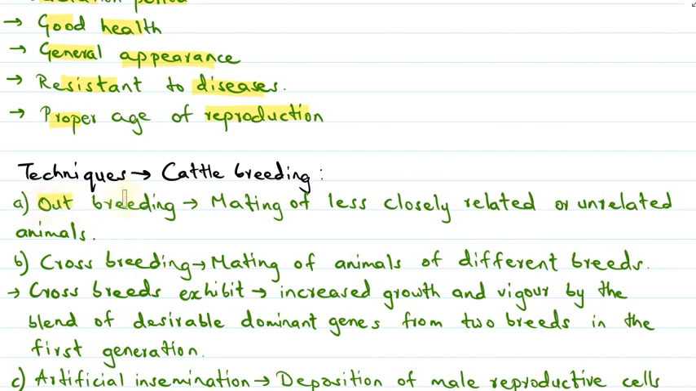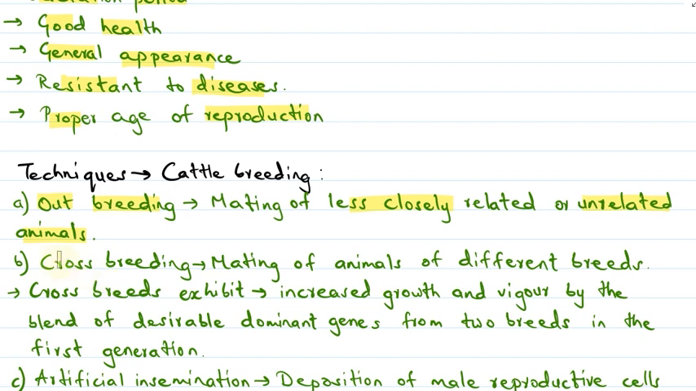Then we discussed some of the techniques that are adopted in cattle breeding. First we discussed outbreeding. What is this? This is the process of mating of less closely related or completely unrelated animals. The individuals involved do not have a common ancestor in the preceding 4 to 6 generations.